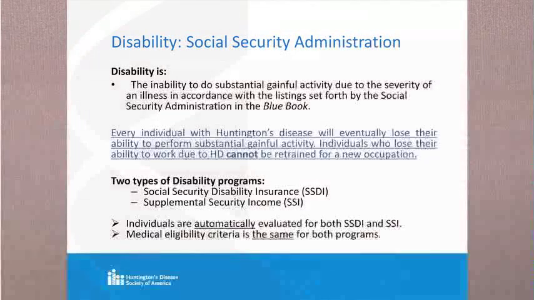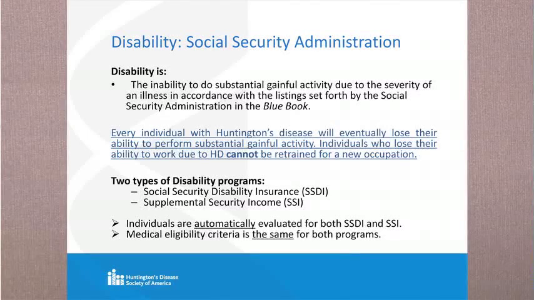In terms of disability and Social Security Administration definitions, disability is the inability to do substantial gainful activity due to the severity of an illness in accordance with the listings set forth by the Social Security Administration in the Blue Book. So this is the standard that people use to judge disability for every disease, not just Huntington's. Huntington's is a progressive brain disease, so every individual with Huntington's will eventually lose their ability to perform substantial gainful activity. Individuals who lose their ability to work due to Huntington's cannot be retrained for a new occupation.